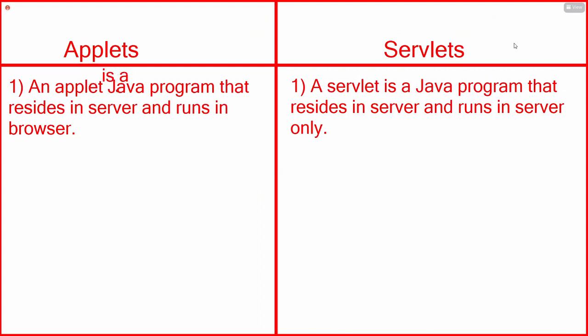An applet is a Java program that resides in server and runs in browser. A servlet is a Java program that resides in server and runs in server only. If the program is residing in server and running in browser, that program is called a static web application. The program residing in server and running in server is called a dynamic web application. So it is like a static, it's like a dynamic.